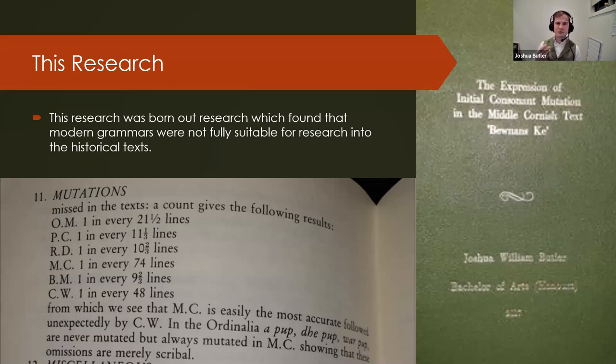So what came from this was the idea that even though I had only been looking at a relatively small part of the grammar, the mutation system, there would likely be inconsistencies further within the language. This is not going to be shocking for anyone. I think obviously 400 years of language change is going to cause changes, but I really wanted to see how the language worked at the period where some of the more important texts were being written.